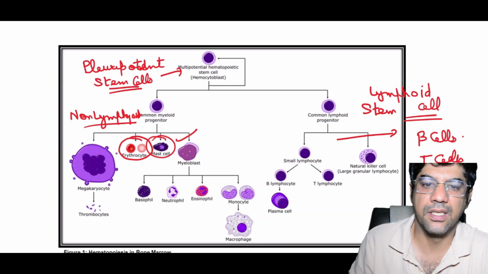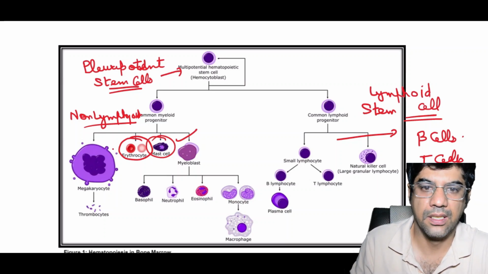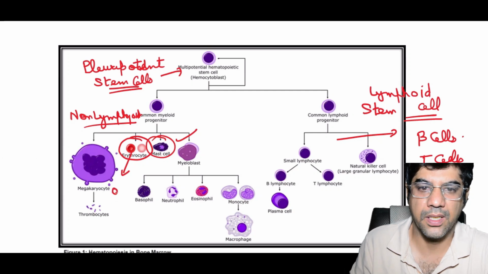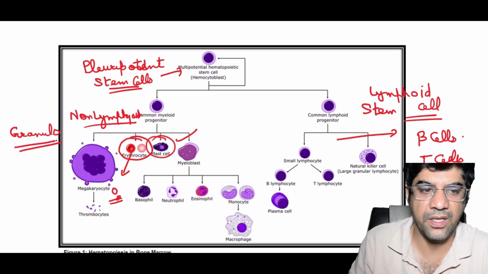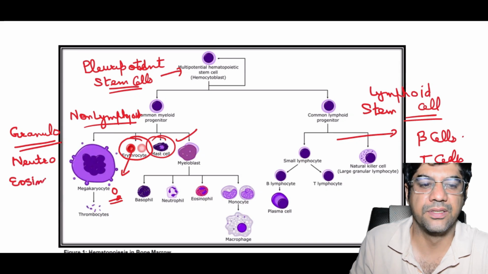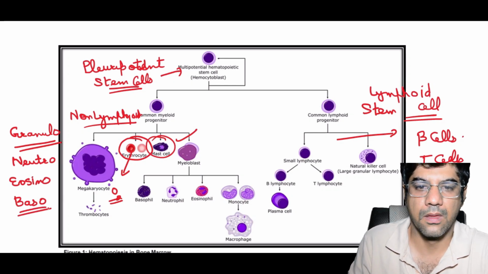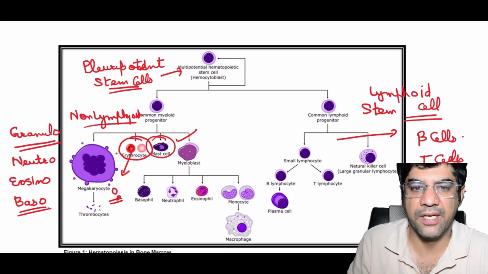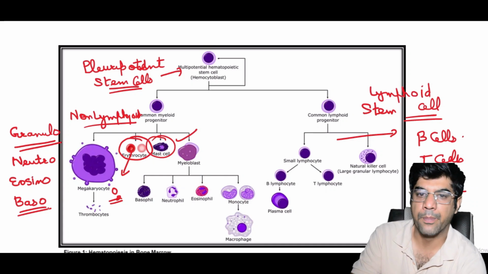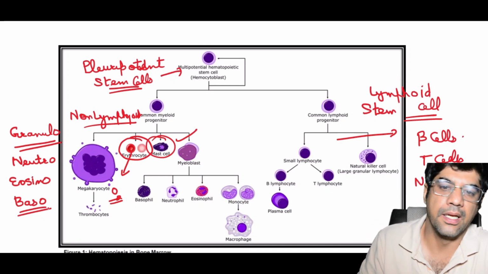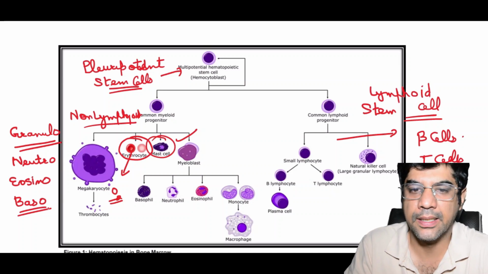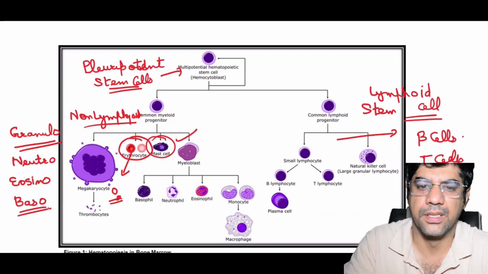Remember, the non-lymphoid stem cells give rise to the erythrocytes that are responsible for oxygen transport, and granulocytes. The granulocytes include neutrophils, eosinophils and basophils that are involved in the immune system. When they enter the tissue, they differentiate into macrophages, forming a part of the mononuclear phagocytic system. The platelets play an important role in blood clotting and maintaining the integrity of the blood cells.